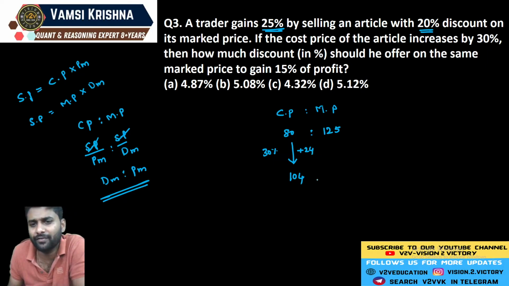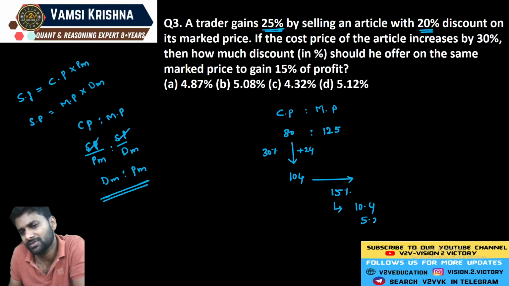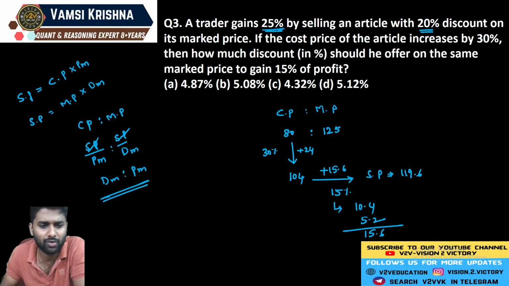And they clearly mention, how much discount should he offer on the same market price to get a gain of 15%. Now, what is a gain of 15%? See, 10% value is equal to 10.4 and 5% value is equal to 5.2. Total value is equal to 15.6. Now if we add 15.6, the selling price is exactly equal to 119.6. Now the question, how much discount does he offer? Now, 125 is the market price, selling price is 119.6.